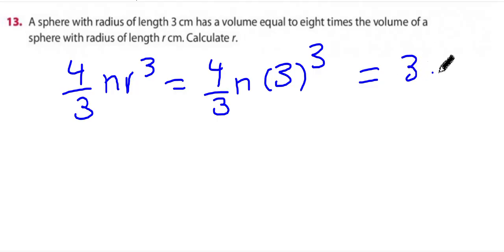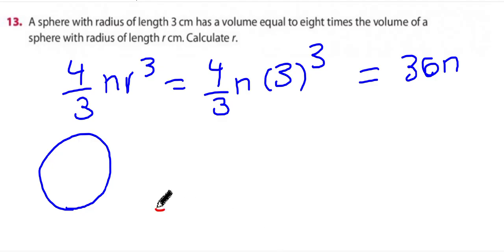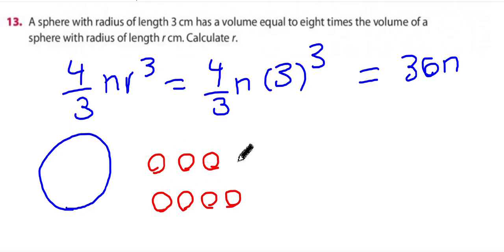Did anybody else get 36 pi? Yeah. Now, well, you have to use your calculator, won't you? Okay. Now, it has a volume equal to 8 times the volume of a sphere. So, this is the big sphere. However, the smaller sphere, how many of them is there? 8. There's 8 of them, because 8 of the red ones equals 1 of the blue ones. I know I didn't draw it that way, but 8 of the red ones equals 1 of the blue ones.